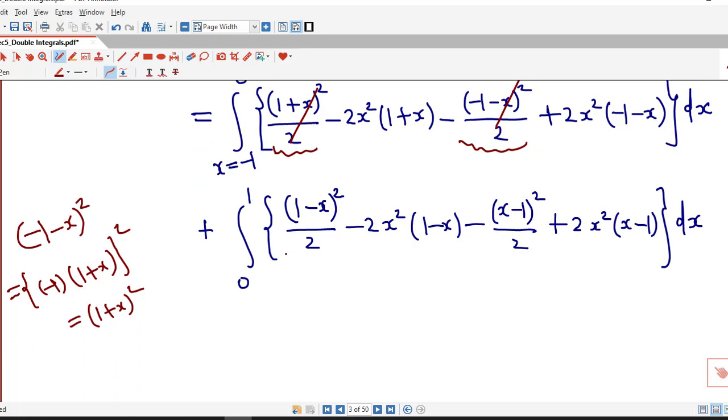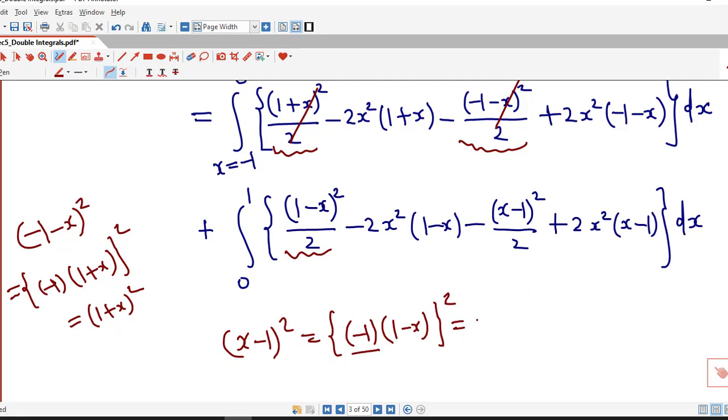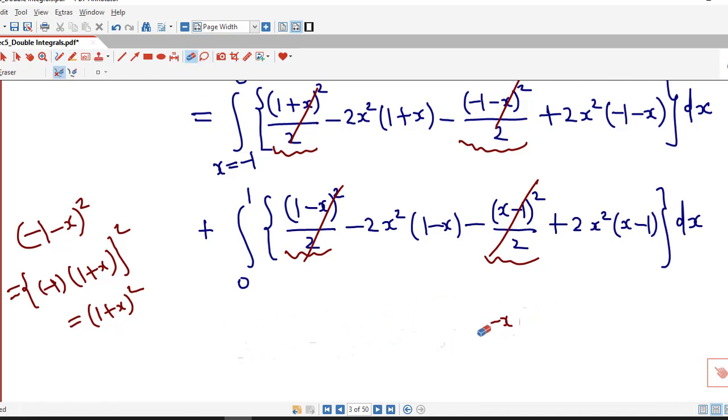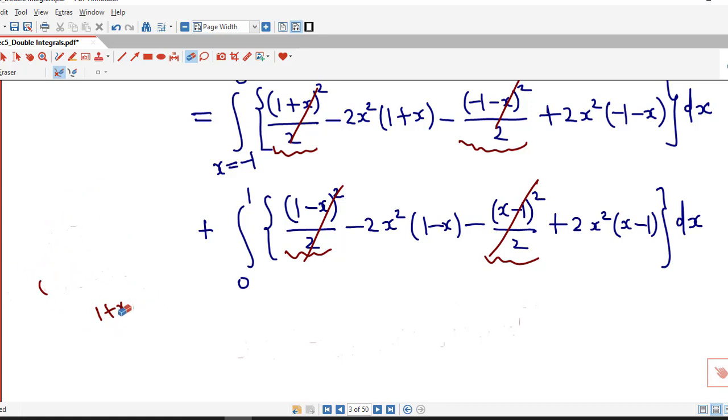Similarly, for these two terms, here we have (1 minus x) whole square divided by 2, and here we have (x minus 1) whole square. So that I can rewrite as minus 1 into (1 minus x) whole square, which is equal to minus 1 square, which is (1 minus x) whole square. So these two are same quantity, so they cancel each other. And then we simplify remaining things, and then we integrate with respect to x.